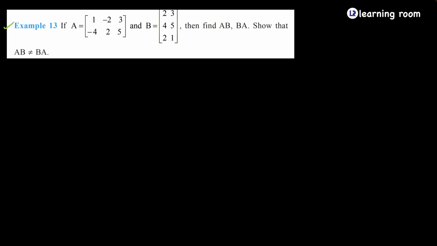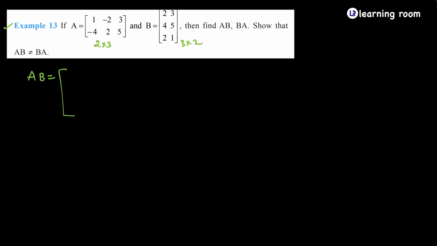So for example number 13, A is equal to [1 -2 3; -4 2 5] and B is equal to [2 3; 4 5; 2 1]. Find AB and BA. So what is going to be the value of AB here? First of all, this is of order 2 cross 3 and this is of order 3 cross 2. Right.